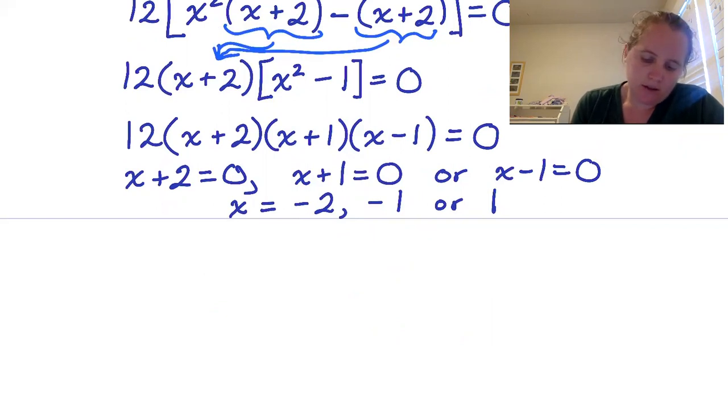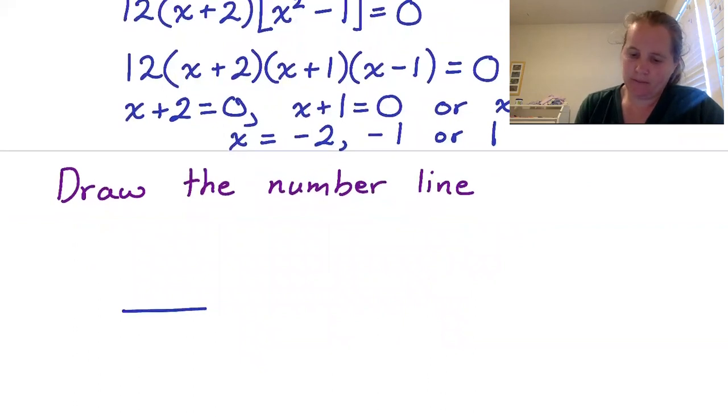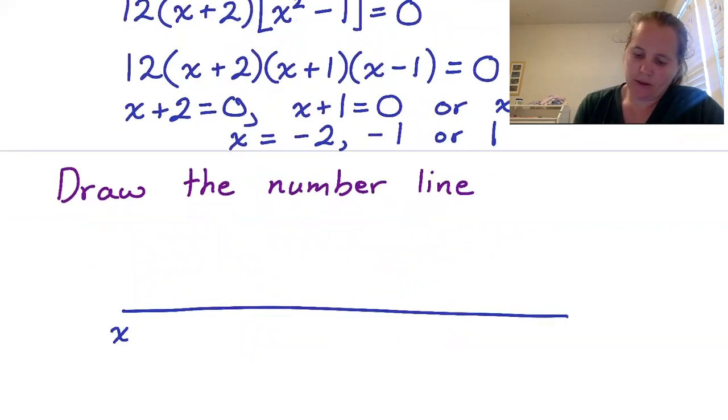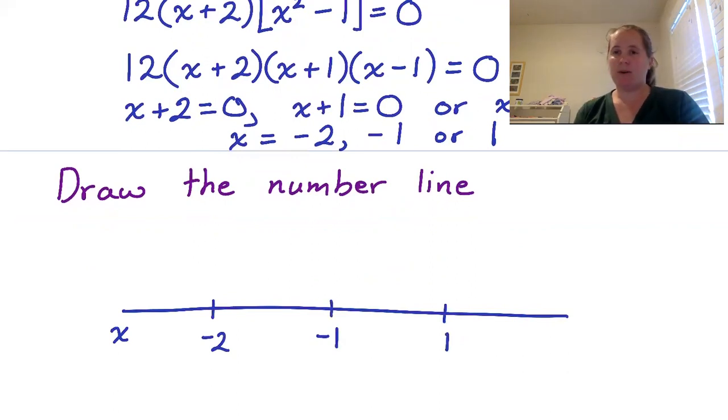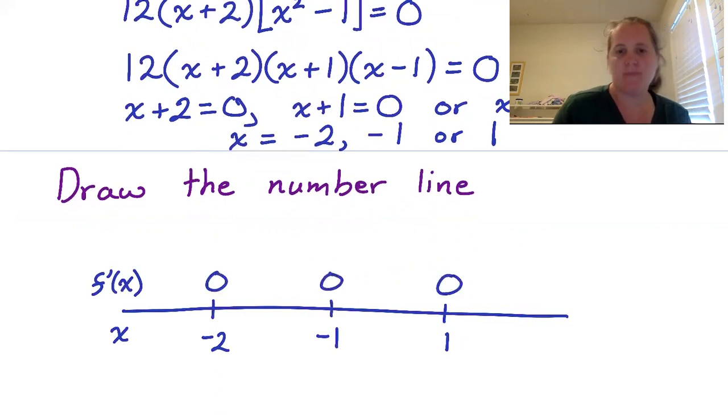So we're going to draw the number line. Here's our x's down below. We have 3 points of interest, -2, -1, and 1. You do not need to worry about the spacing actually matching the spacing on a number line. The main point here is that they're in order. Then we have f prime of x up above. So again, at all of these places, the derivative was equal to 0.